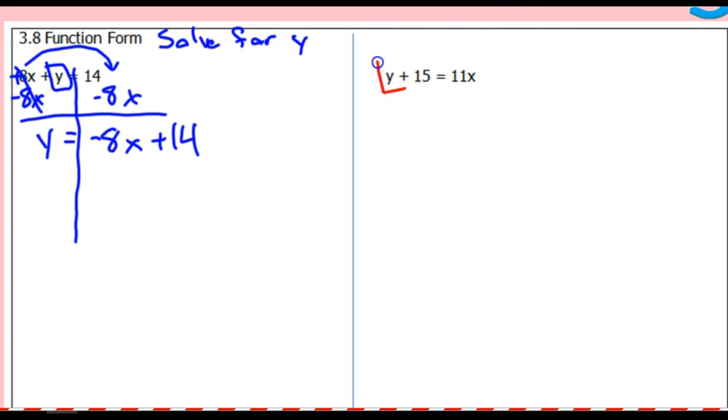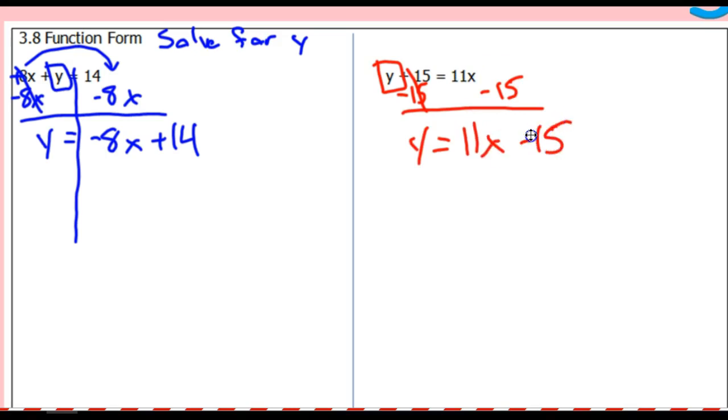Here, I'm trying to get y by itself. So what I need to do is, this is a positive 15, move it over by subtracting. And y equals, 11x can't be combined with 15, so 11x minus 15 is our answer.